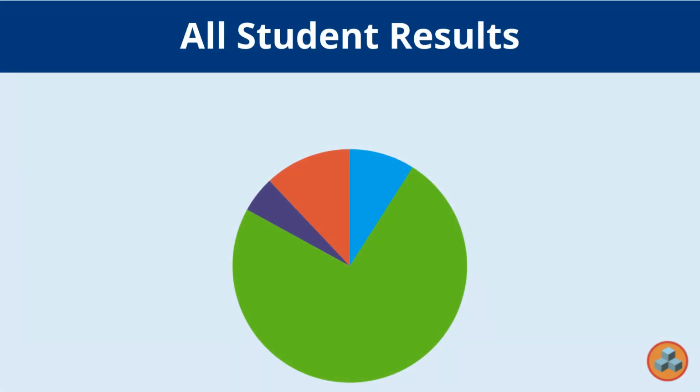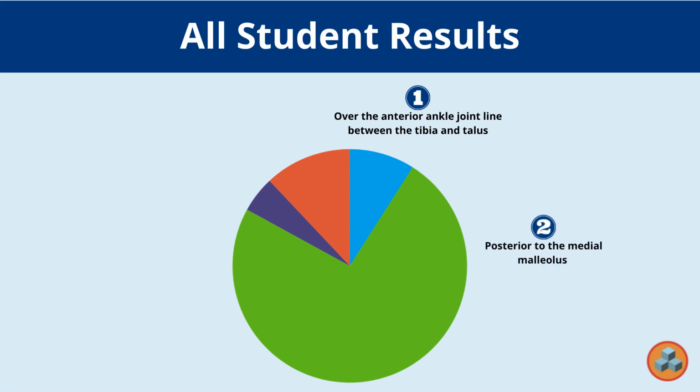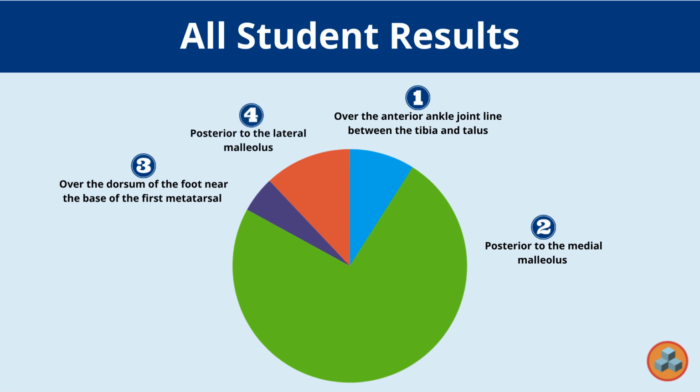Let's explore the all-student data. 9% of students selected option 1, over the anterior ankle joint line between the tibia and talus. 74% of students selected option 2, posterior to the medial malleolus, the correct response. 5% of students selected option 3, over the dorsum of the foot near the base of the first metatarsal. 12% of students selected option 4, posterior to the lateral malleolus.